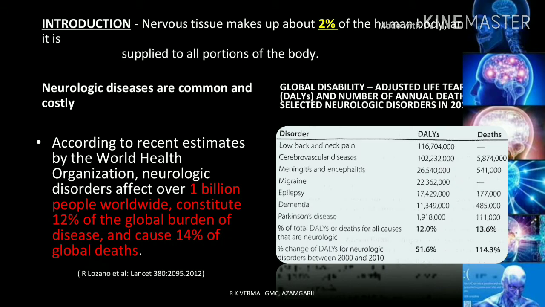As we all know, nervous tissue makes up about 2% of the human body and is supplied to all portions of the body. Neurologic diseases are common and costly. According to recent estimates by the World Health Organization, neurologic disorders affect over 1 billion people worldwide, constitute 12% of the global burden of disease and cause 14% of global deaths.